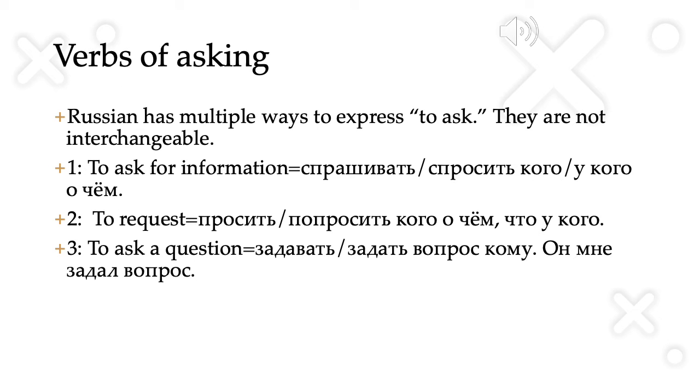This brings up the topic of verbs of asking. In English, we just have one verb, to ask, and it can mean to ask for information, it can mean to make a request, or it can mean to ask a question. Those three constructions are different in Russian and are not interchangeable. So if you want to ask for information, the verb for that is спрашивать or спросить. And the person you're asking can either be in the accusative, or you can use the construction у plus genitive.